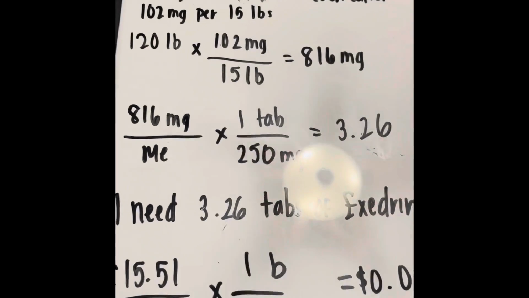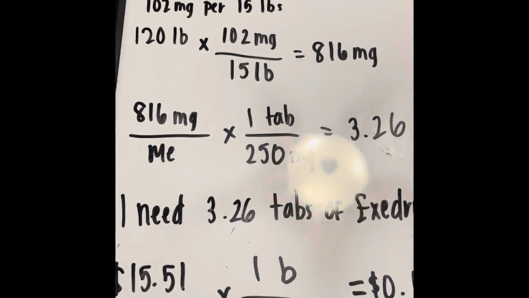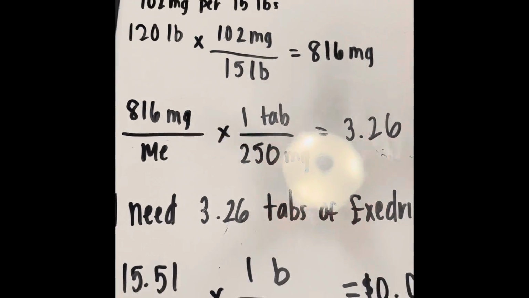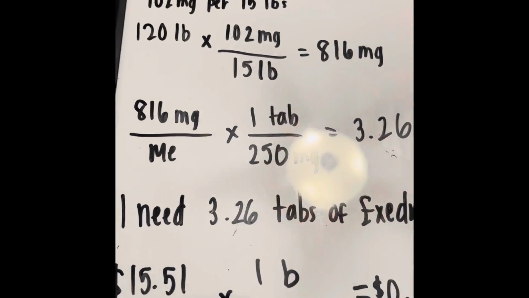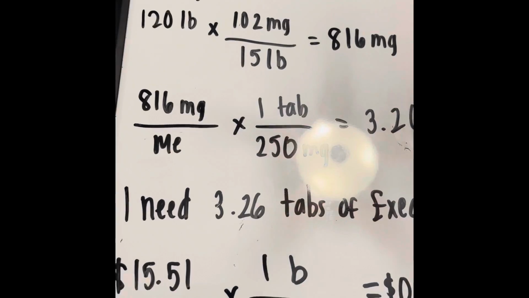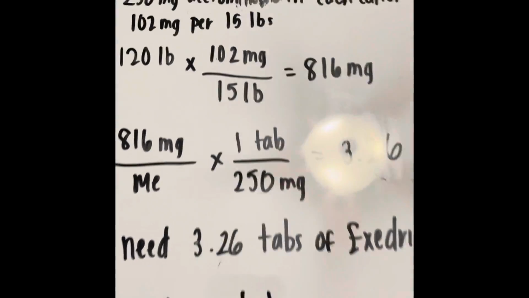To start off, I was given Excedrin, which is 200 caplets for $15.51. There are 250 milligrams of acetaminophen in each caplet. And then the dosage is 102 milligrams for every 15 pounds. So now I'm going to explain this in the problem.